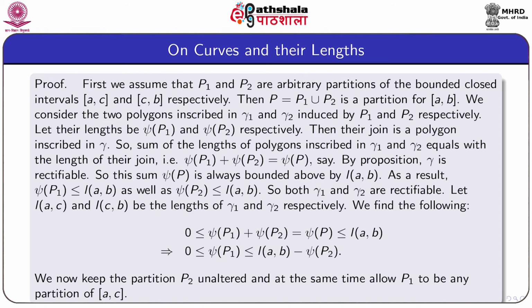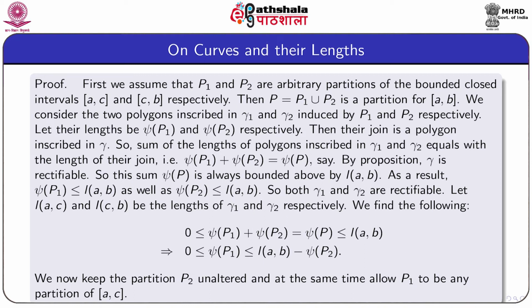We give the proof. First, we assume that P1 and P2 are arbitrary partitions of the bounded closed intervals AC and CB respectively. Clearly, P equal to P1 union P2 is a partition for AB. We consider the two polygons inscribed in the curves gamma 1 and gamma 2 induced by the partitions P1 and P2 respectively. Let their lengths be denoted by psi P1 and psi P2 respectively. Now their join is a polygon inscribed in the curve gamma. So, the sum of the lengths of polygons inscribed in the parts gamma 1 and gamma 2 equals the length of their join. That is, psi P is given by the sum of psi P1 plus psi P2.